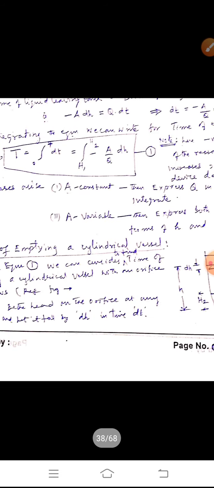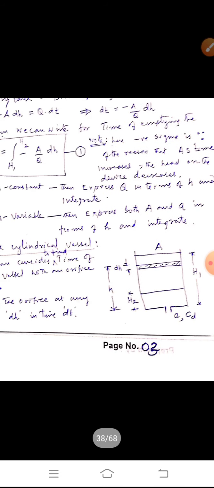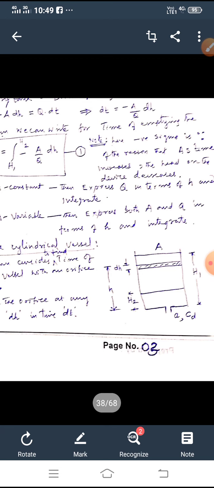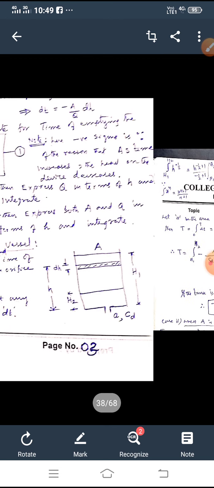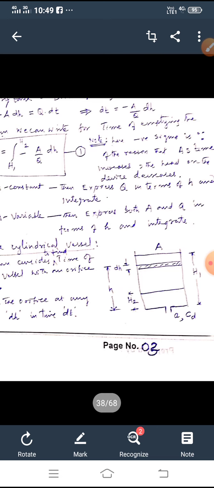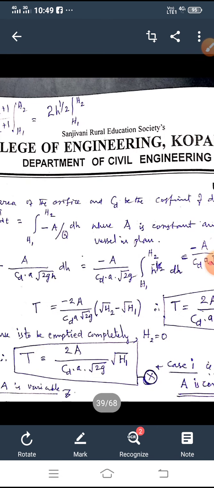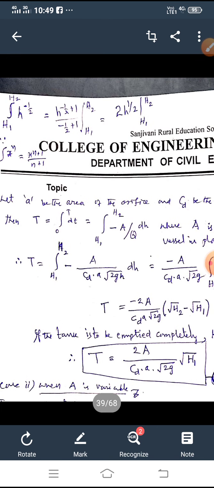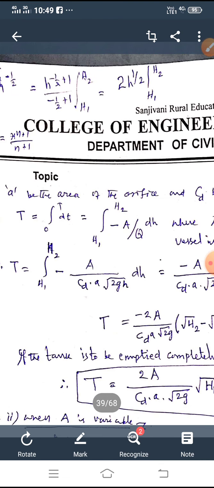So look at this figure. This is a cylindrical tank. Let H1 be the initial head and it is to be reduced to H2. Let H be the head as assumed above; H is the head above the device. At any instant, let it fall by dH in time dt seconds. Then we can make use of the general formula to find out the time of emptying the tank.